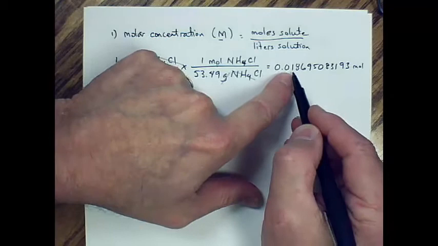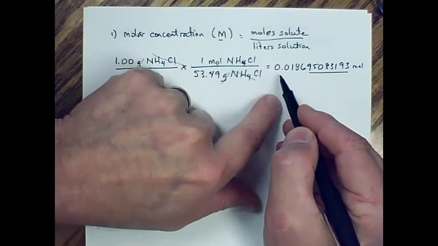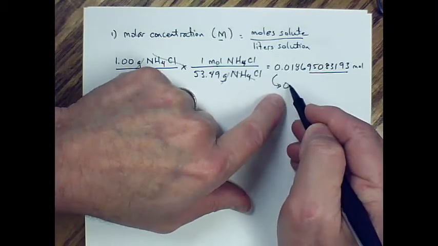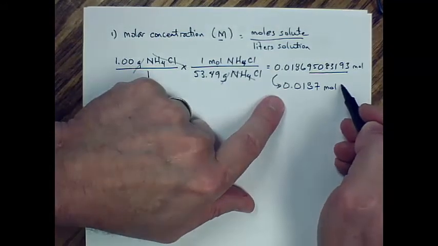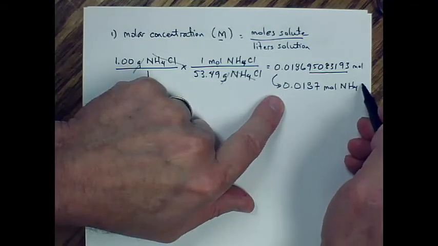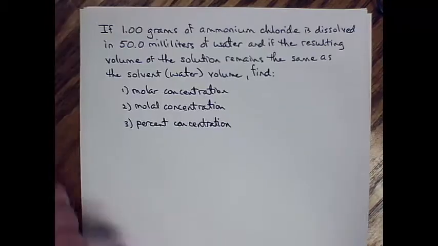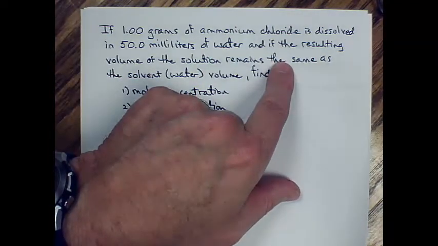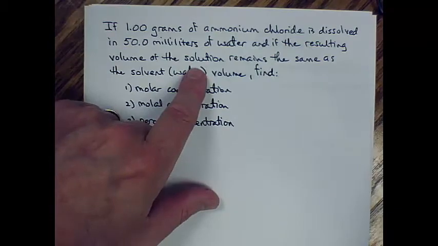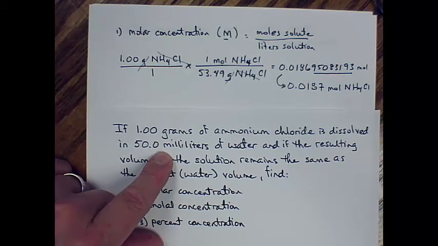Leading zeros are not significant, so our first significant digit is 1, 1, 2, 3. Underline these to show we're rounding those off. Draw an arrow. We get 0.0187 moles of ammonium chloride. So we have what we need on the top. Now we need to find what we need on the bottom. We have milliliters of water, which we said is going to be the same volume as the solution. We want liters of solution on the bottom. So all we have to do is convert this into liters, and we'll have liters of solution.